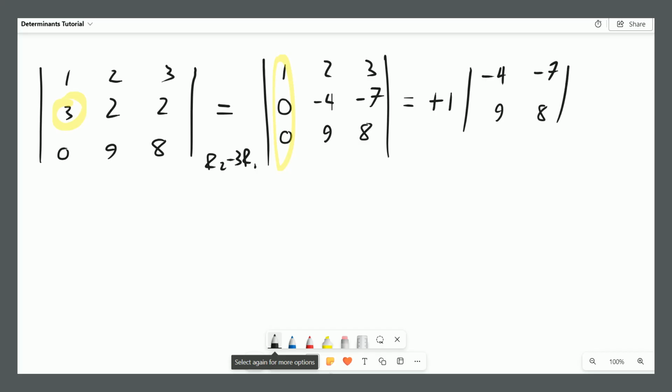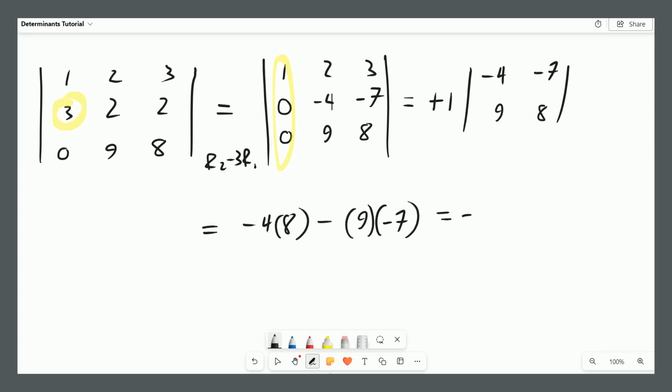Okay, so for a 2 by 2 matrix, we just have -4 times 8 minus 9 times -7. Okay, so that gives us -32 plus 63. Okay, so our final answer becomes 31. Okay, let's move on to the next one.